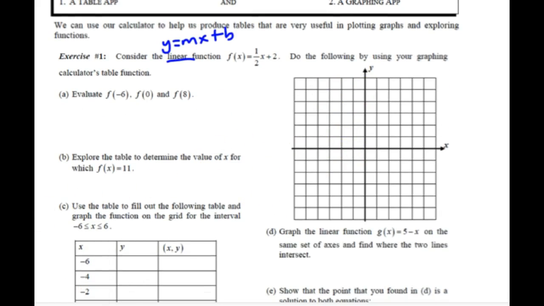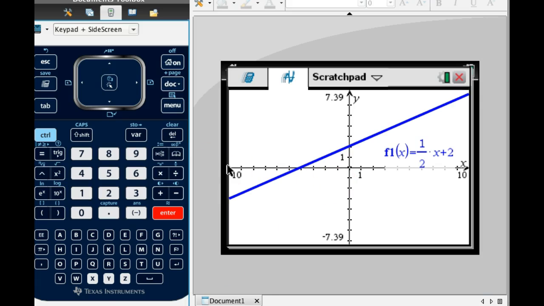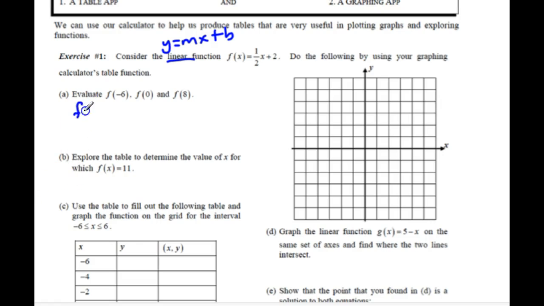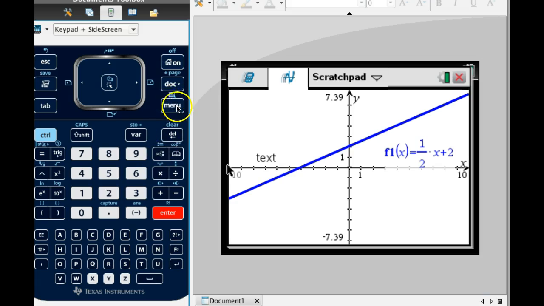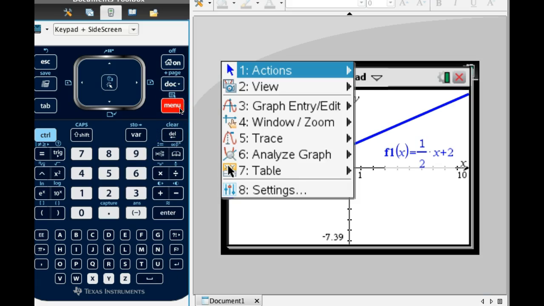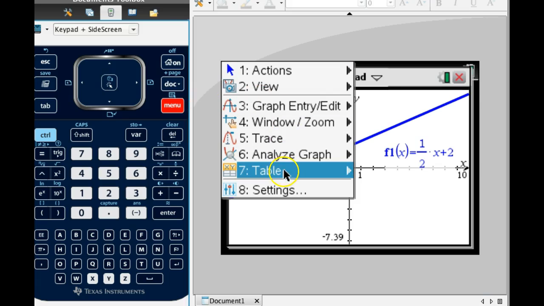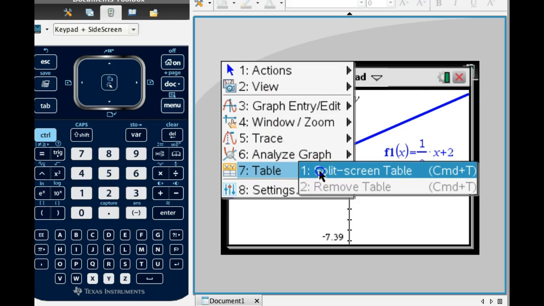Before we sketch that, we need to answer the following question. It says find f of negative 6, f of 0, and f of 8. So this is asking, what is the value when x is negative 6? What's the value when x is 0 and when x is 8? Now back to the calculator, we can do this on the calculator. To get the table, you go to menu, go to choice 7, and then go to split screen table.